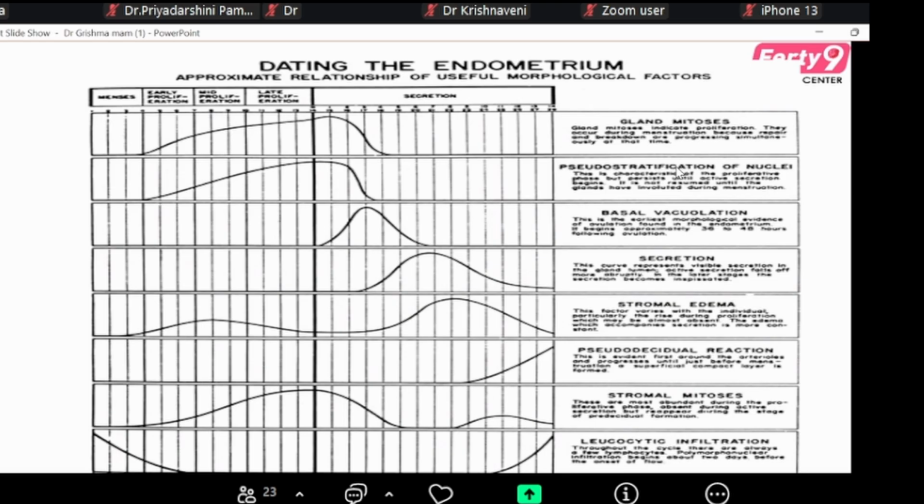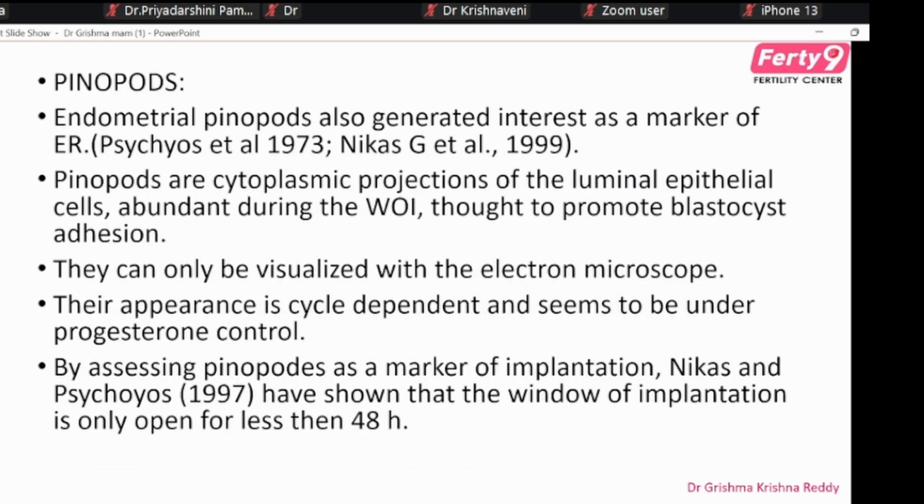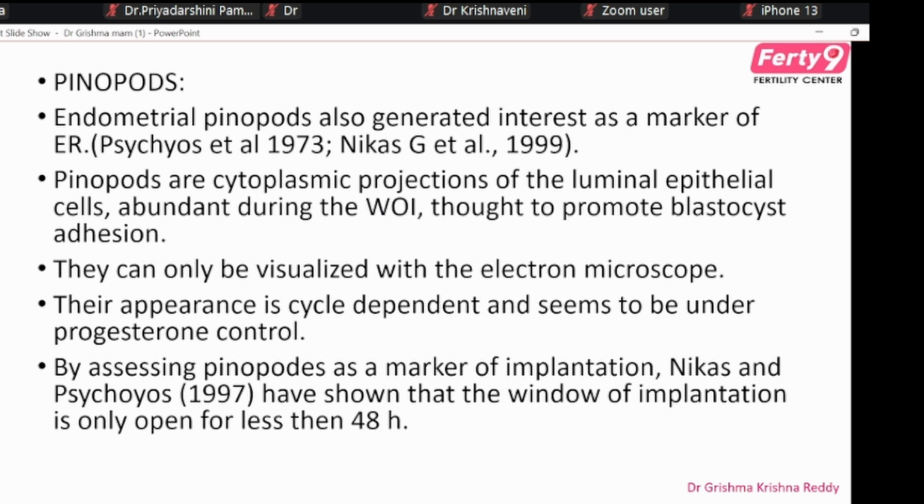Pinopodes, or endopods, also generated little interest in the 70s and 80s. These pinopodes are cytoplasmic projections of the endometrial epithelial cells, abundant during the window of implantation for blastocyst adhesion. They can only be visualized with the electron microscope. Their appearance is cycle dependent and seems to be under progesterone control. By assessing these pinopodes, it has been shown that this window of implantation is open for less than 48 hours.